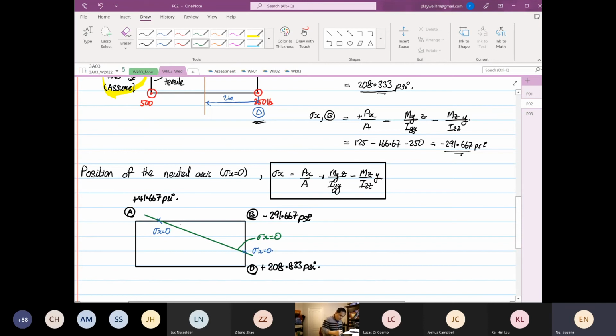Anything above, or anything on one side of the structure, everything will be under compression. Anything at this end will be in tensile.